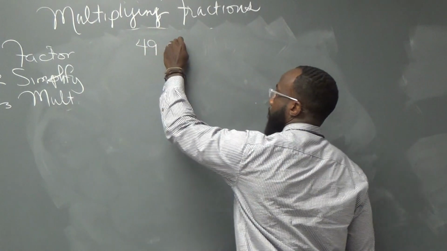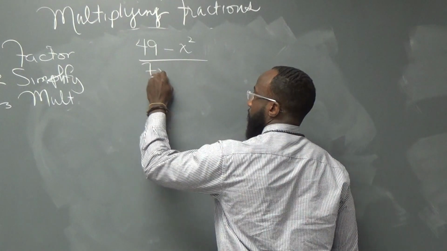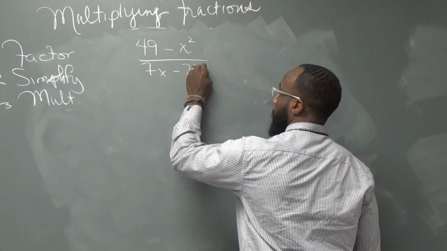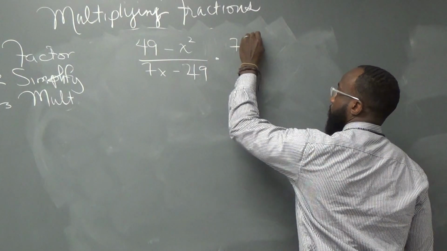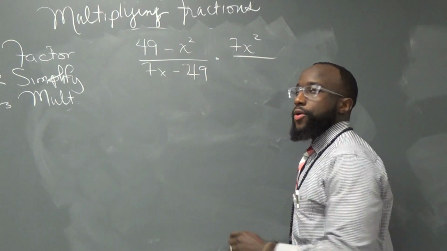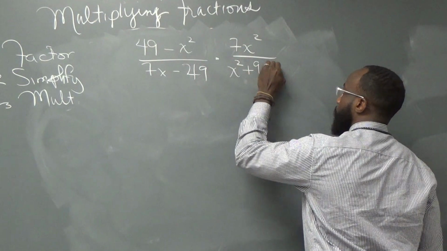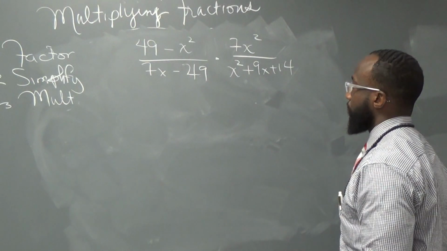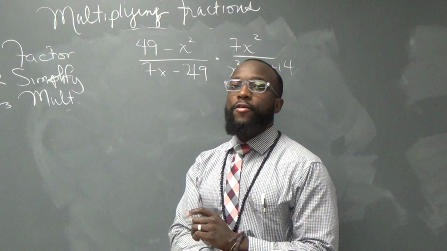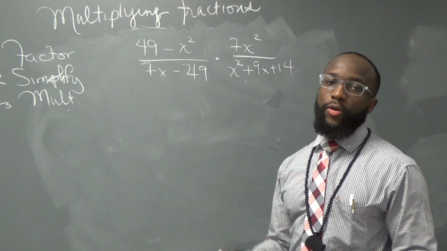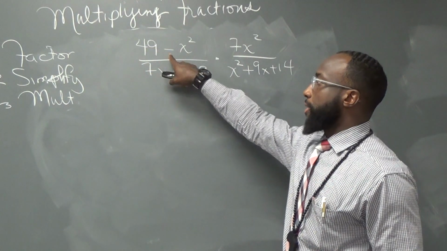It says (49 minus x squared) all over (7x minus 49) times (7x squared) over (x squared plus 9x plus 14). Okay. First things first, you want to factor. Here you have 49. 49 is a perfect square, and x squared is a perfect square. So you're going to apply the difference of two squares to break this up.